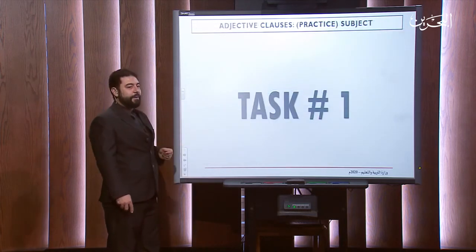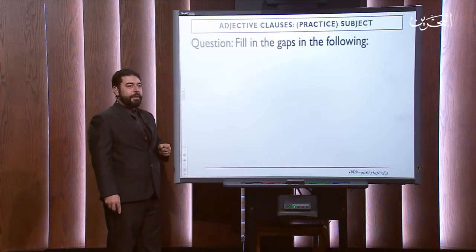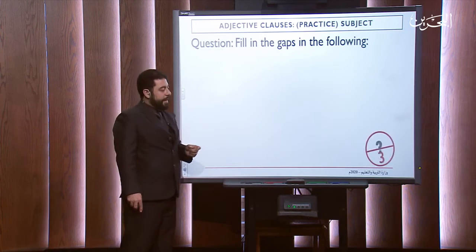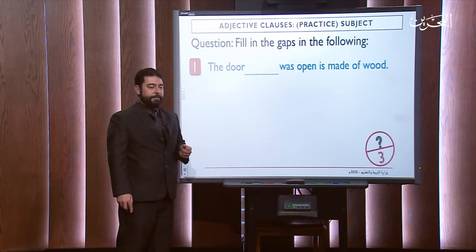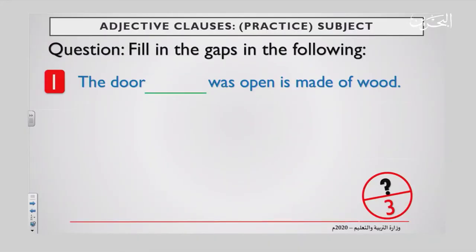All right, let's have a quick task. Fill in the gaps in the following, and you have a mark of 3. Number 1, the book, blank, was open, is made of wood. Okay, you have to use a relative pronoun in this. Quickly do that in your notebook. You have 5 seconds.